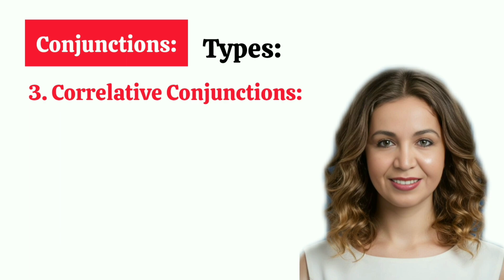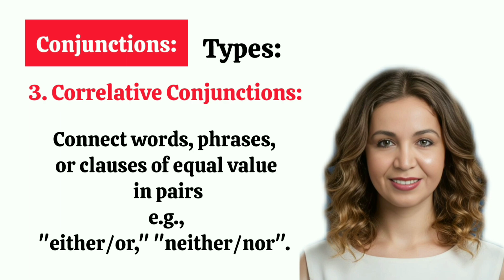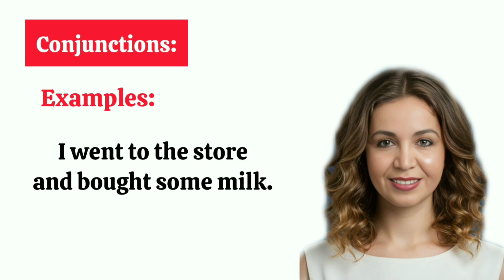3. Correlative conjunctions, which connect words, phrases, or clauses of equal value in pairs. Examples: either or, neither nor. Example: I went to the store and bought some milk.